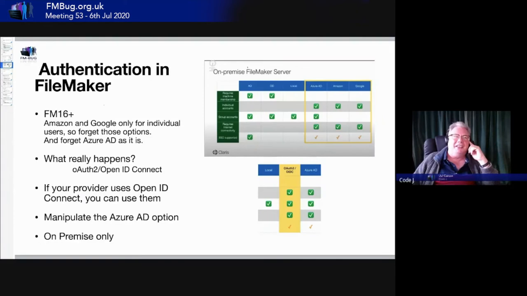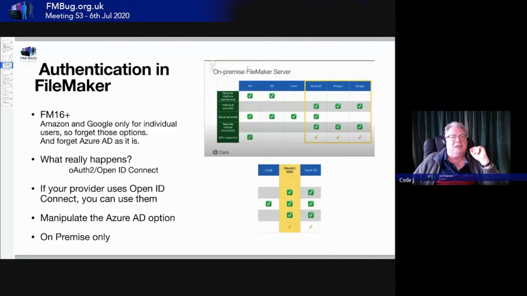With FileMaker 16, we had this new little section introduced on FileMaker Server of being able to authenticate with Azure AD, Amazon, and Google. Unfortunately, Amazon and Google don't include groups, which is quite annoying and pretty useless, really, which makes Azure the only one. But what really happens when you do that is it uses OAuth 2 and OpenID Connect. So that's the key phrase to look for: OpenID Connect.